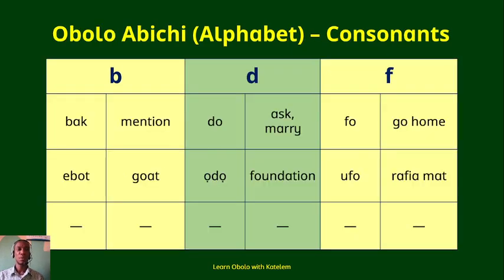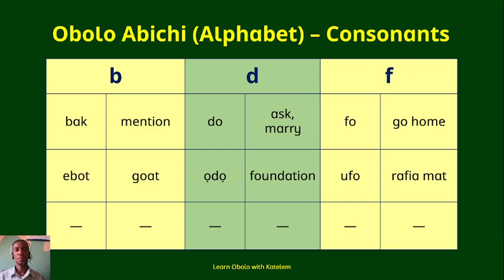We start with the consonant B. You can have this consonant at the beginning and in the middle, but you cannot have it at the end of a word in Obolo language. So B, as in back, which means mention. Ebot, which is good.